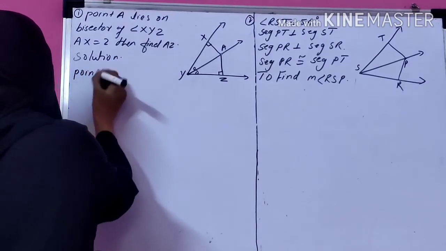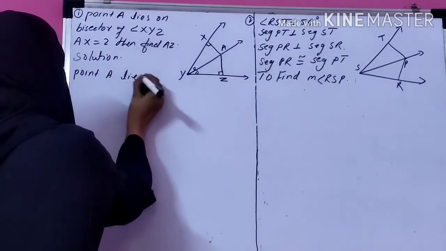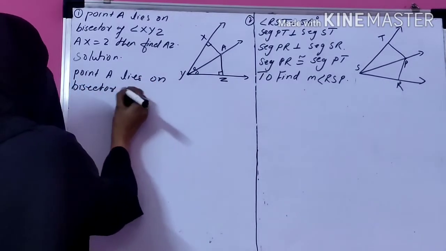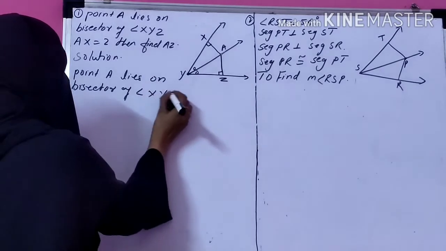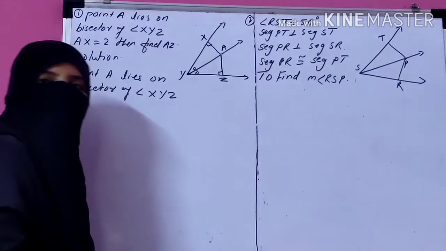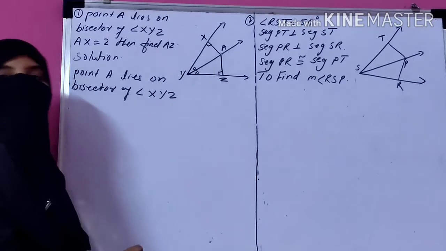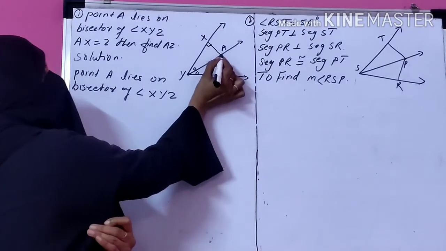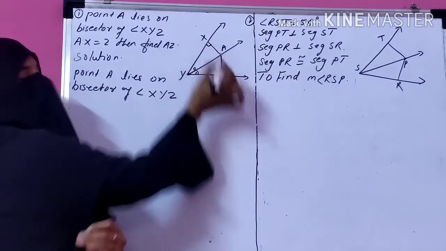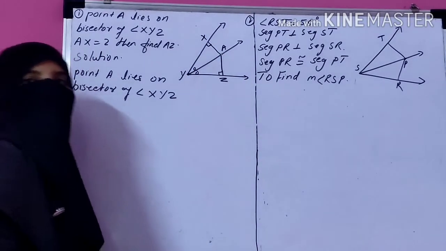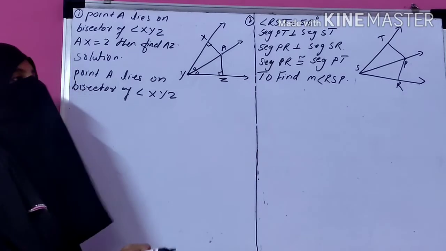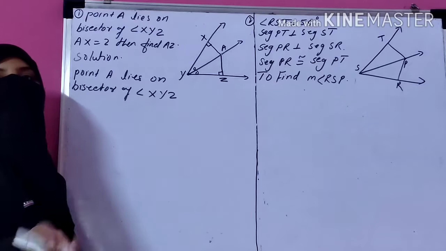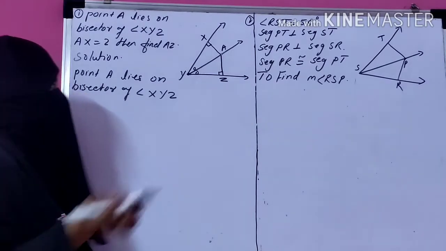Solution: point A lies on the bisector of angle XYZ. So therefore the distance of point A from the sides of the angle are equal. This is one of the important properties. Remember this property: if a point lies on the bisector, then it's equidistant from the sides of the angle.